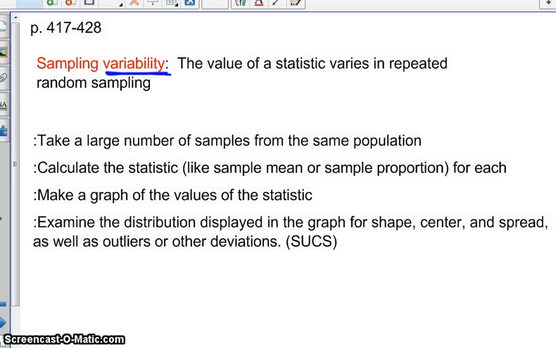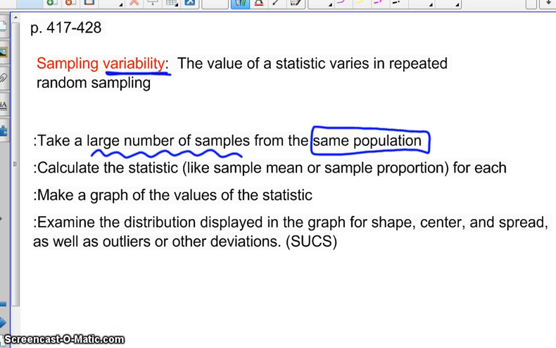Those will change. So what we want to do is try to get the best estimate possible. One of the ways we can go about doing that is to take a large number of samples. Now, we need it to be from the same population. If I'm dealing with this test situation, I can't take a sample from a stats class and then a sample from an algebra class. Okay, two different populations. What we'll do then with my samples is calculate my statistic. It could be a mean, could be a proportion. And we'll find that statistic for each of these samples.